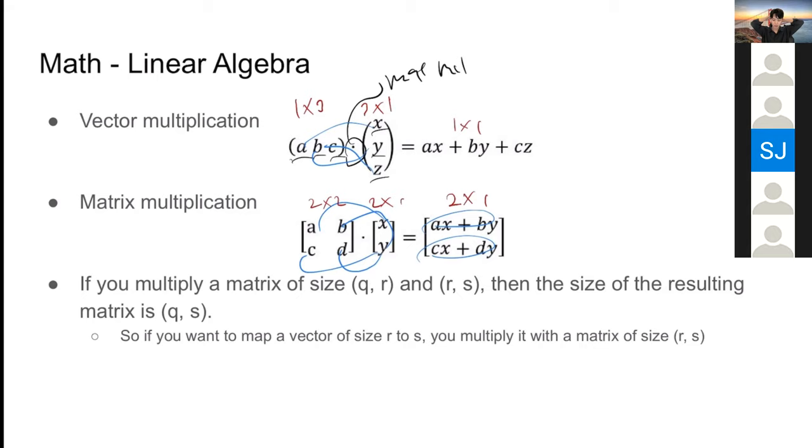you just basically make a cancellation like this, and the resulting size becomes Q by S. This is really important, because I think I saw some people have difficulty understanding it. If you want to map a vector of size R to S, then just multiply it with a matrix of size R by S. Suppose you have Q vectors of size R, and then you multiply that with an R by S matrix, then this becomes Q by S, which is a good thing, right? What you intended initially. So far so good.